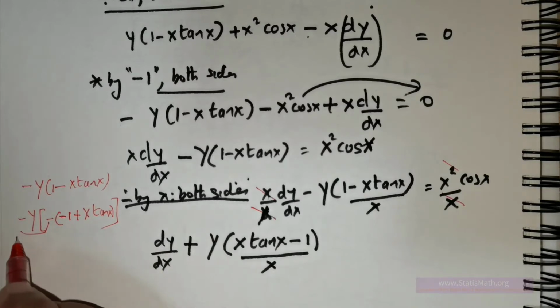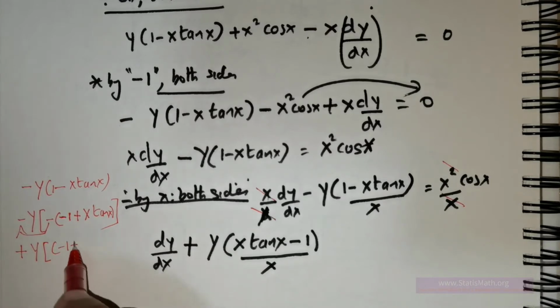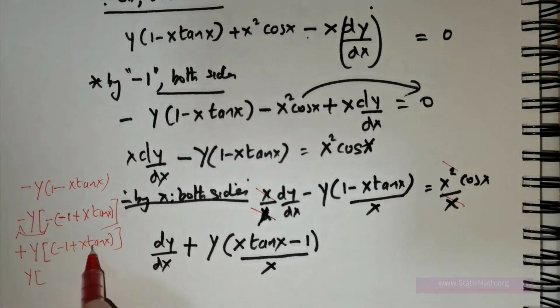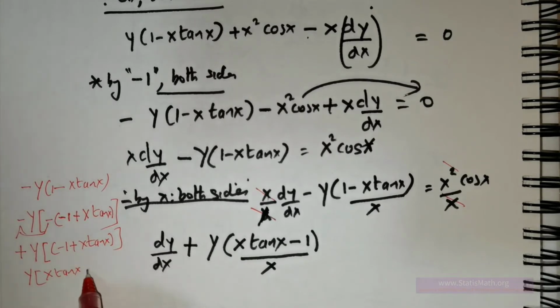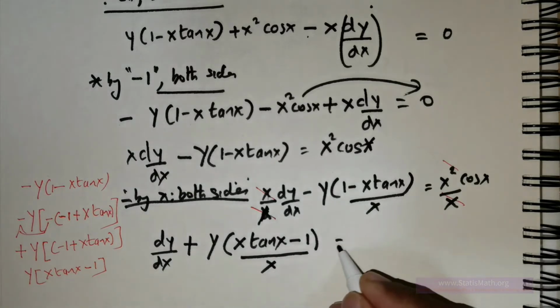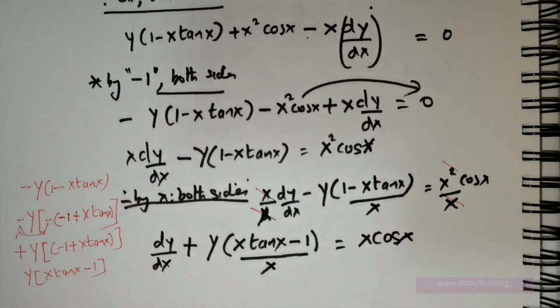But I can move this negative. If I were to move this negative, this will become positive. So it's going to be positive y of (negative 1 + x times tan x), right? This is what I'm getting. Now I can always flip, or I can always write x tan x first followed by negative 1. This is exactly what I'm doing here, just for the sake of better understanding. Now on the right side I've got x times cos x.